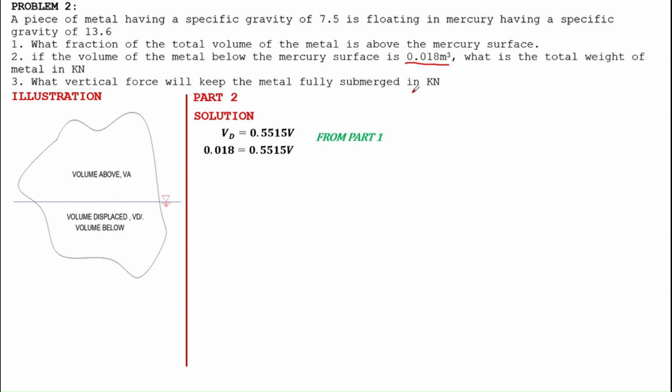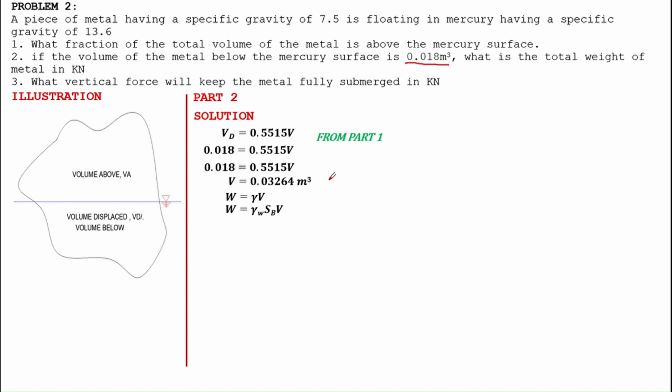Dividing both sides of the equation by 0.5515, we get the volume of metal is therefore equal to 0.03264 cubic meters. Note that this is still not our final answer since we are after its weight. Recalling our formula for weight, that is weight is equal to unit weight times volume. The unit weight in this problem is equal to the unit weight of water times its specific gravity.